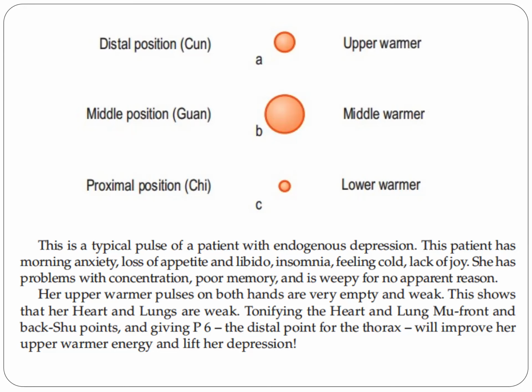And her upper warmer pulses on both hands, as you can see at the distal position, the tsun, they are very empty and weak. This shows that her heart and lungs are weak. Tonifying the heart and lung, front mu and back shu points, and giving the pericardium 6, the distal point for the thorax, will improve her upper warmer energy and will lift her depression.